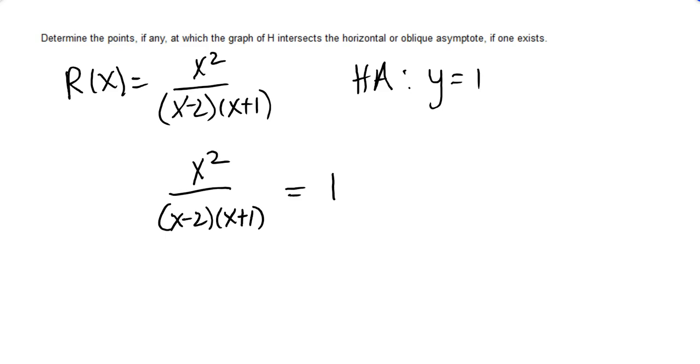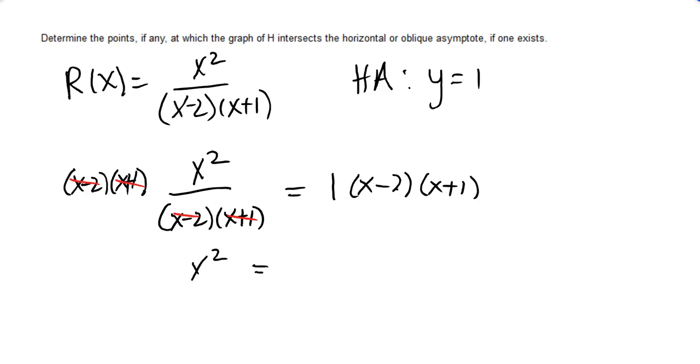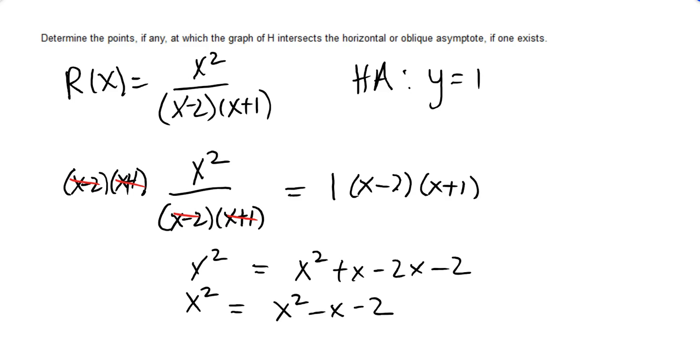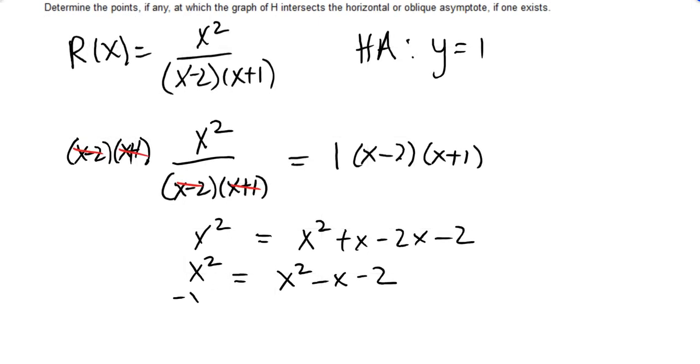So to solve this, I would multiply both sides by x minus 2 times x plus 1. This is going to allow me to clear the fractions. That cancels out these fractions on the left. And on the right, I'll multiply that out to get x squared plus x minus 2x minus 2. That's x squared equals x squared minus x minus 2. I can solve this equation by subtracting x squared on both sides. That gives me 0 equals negative x minus 2. And I can add x on both sides, and that gives me x equals negative 2.